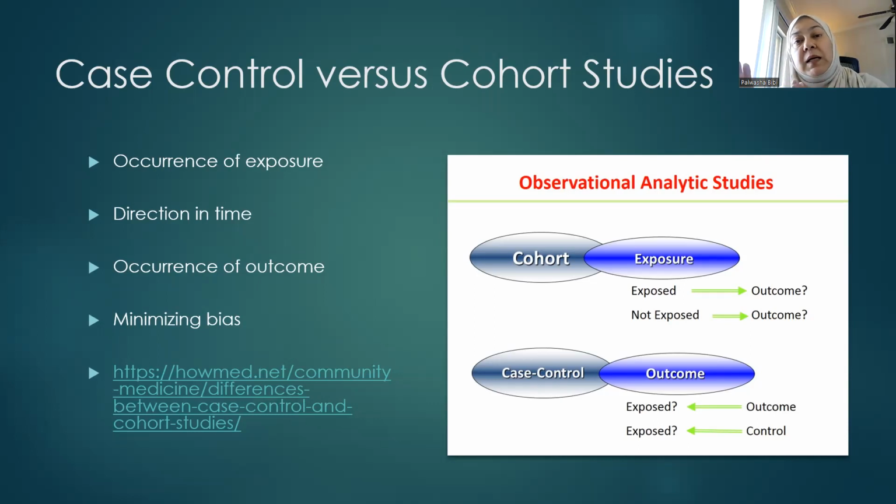Then which direction in time are you moving? Are you moving forward? Are you moving backward? Then is the occurrence of outcome. Has the outcome already occurred? And then minimizing bias. If you're moving backward in time, then it's very easy to get biased. And addressing bias is a completely separate area in research that can be discussed in detail. But for the purposes of this session, all I can do is let you know that we have to minimize many different types of biases that can enter into our research design.